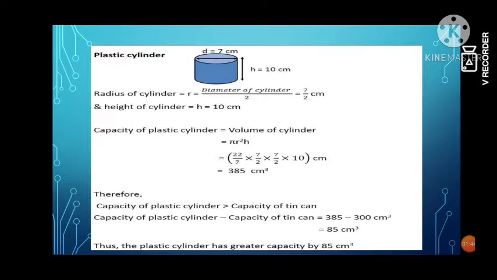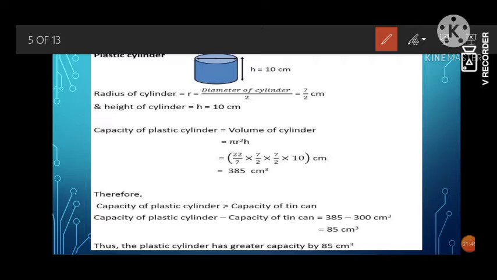Now we will find the capacity of the plastic cylinder, where the diameter is given as 7. So the radius will be 7 by 2, diameter by 2, and the height is given as 10. So the capacity of the plastic cylinder is equal to the volume of the right circular cylinder, which is pi r square h. Here in the question pi is not stated, so we will take pi as 22 by 7. r is 7 by 2, so we will write 7 by 2 into 7 by 2, and h is 10.